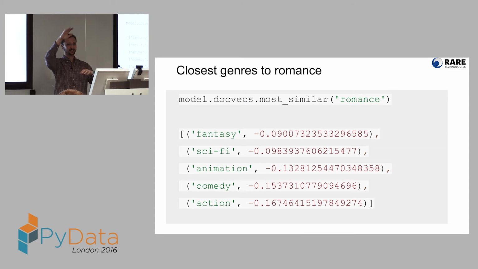I can also see which genres are close to each other. So fantasy is close to sci-fi. Yeah, some people like both. And action is far away from fantasy. Yeah, that looks kind of accurate to me. On such a small data set, it looks okay, and I'm not sure if you agree with this genre classification.